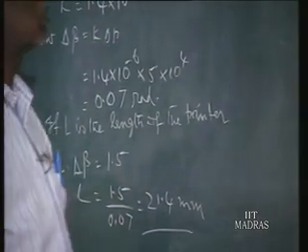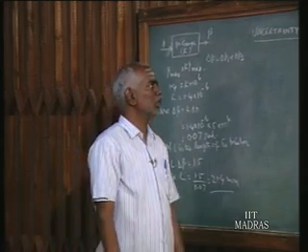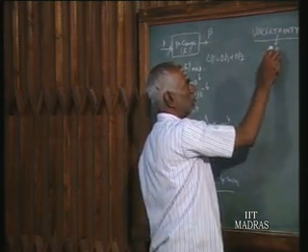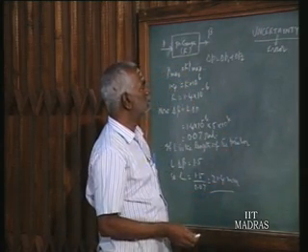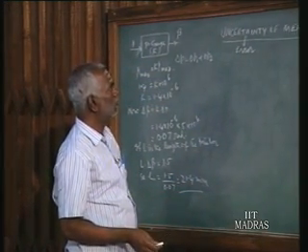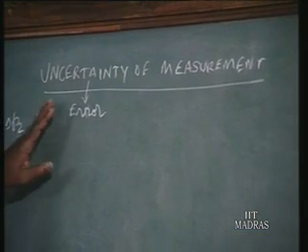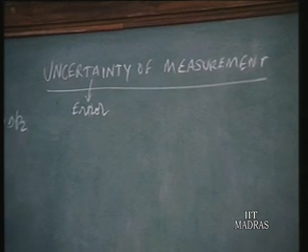Now we go to the next topic, uncertainty of measurement. Uncertainty is called error. Uncertainty, error, percentage of error, all these things represent only one term, uncertainty and error.